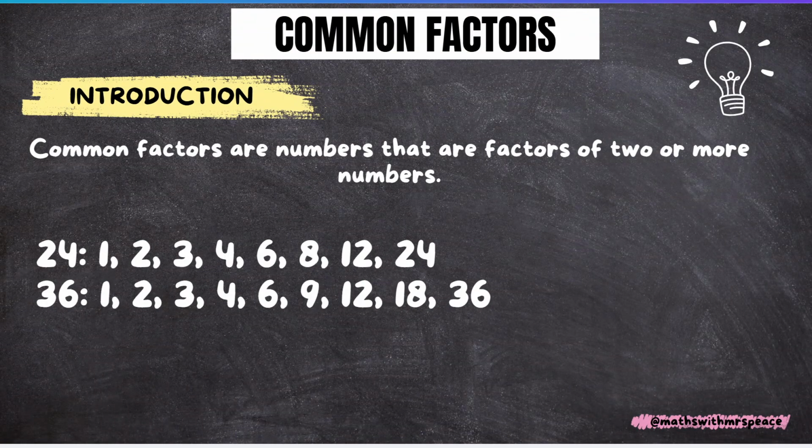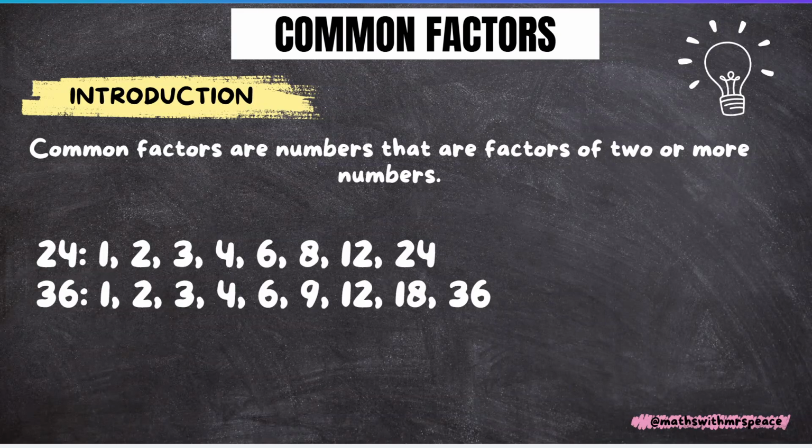Now, remember that a factor of a number is any number that can divide that number without a remainder. And common factors are numbers that are factors of two or more numbers. What this means is that if you have two or more numbers, for example, 24 and 36 that we have on our screen, and you list out their factors just as we have done, those numbers that are both factors of 24 and factors of 36 are their common factors.